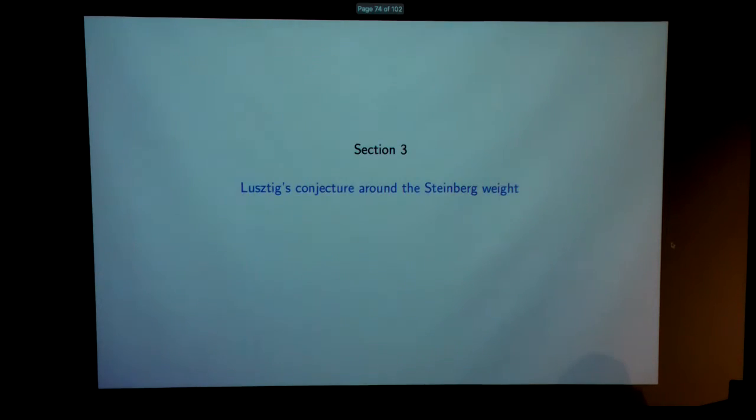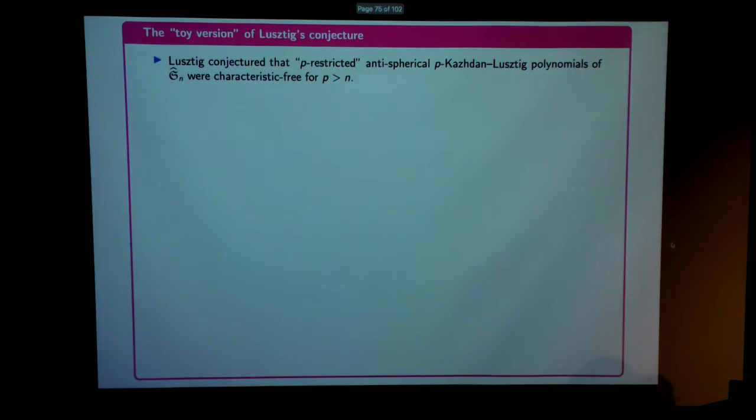Okay. So now let's just get the ball rolling. Let's disprove Lusztig's conjecture. So what did Lusztig conjecture? He conjectured that certain p-restricted p-Kazhdan-Lusztig polynomials should be characteristic free, providing p is bigger than the rank of the Coxeter group. But we're not going to do that because affine Kazhdan-Lusztig polynomials are hard.